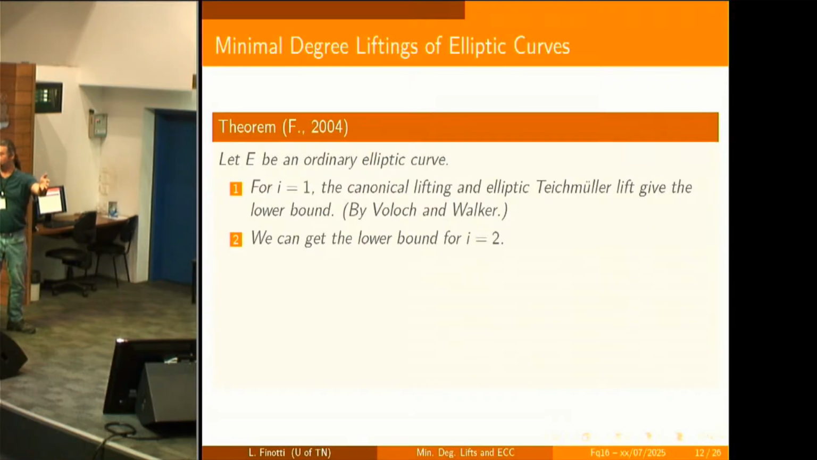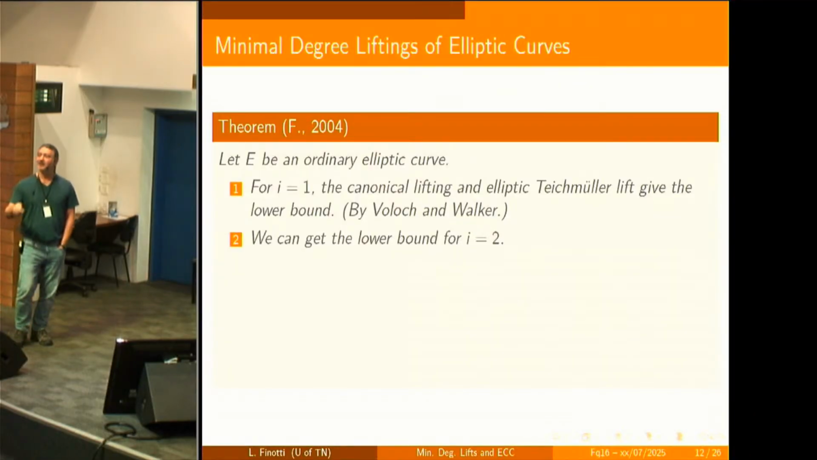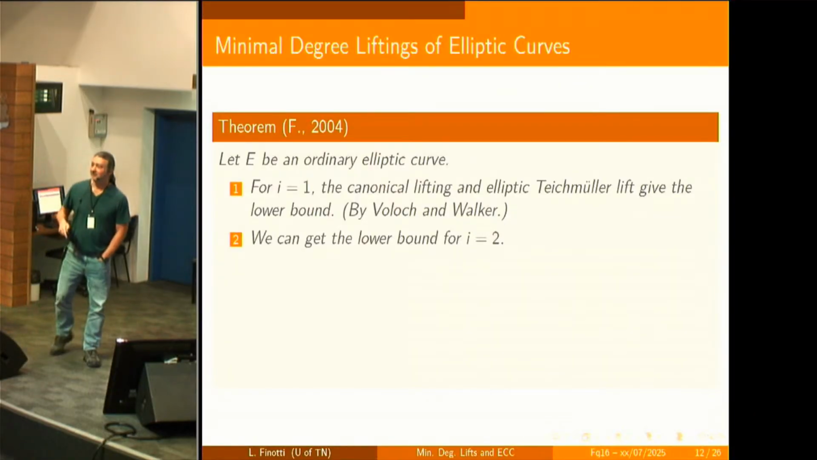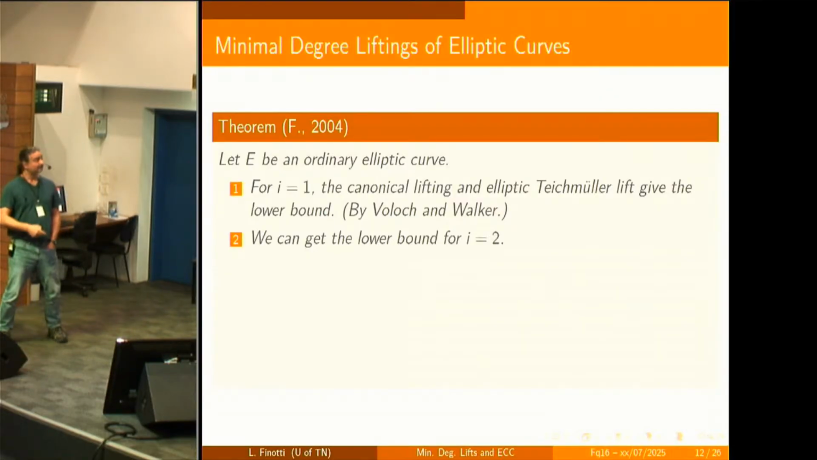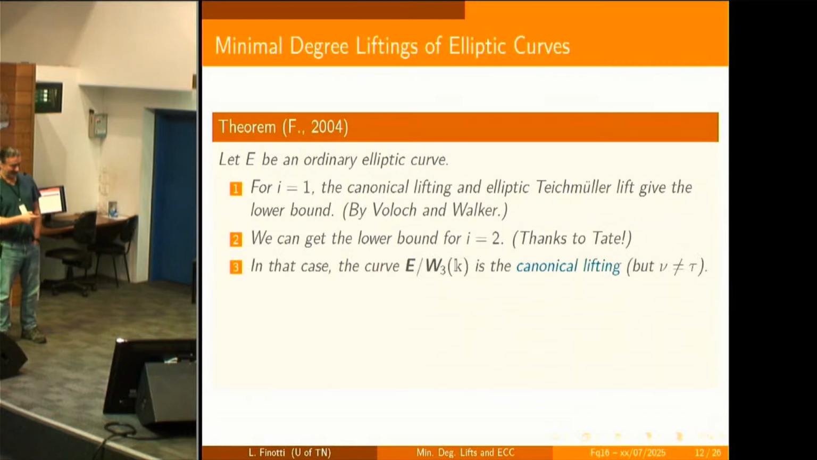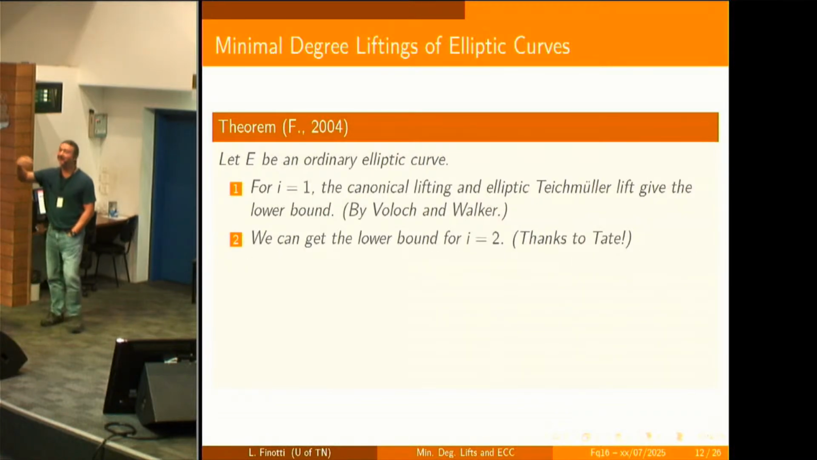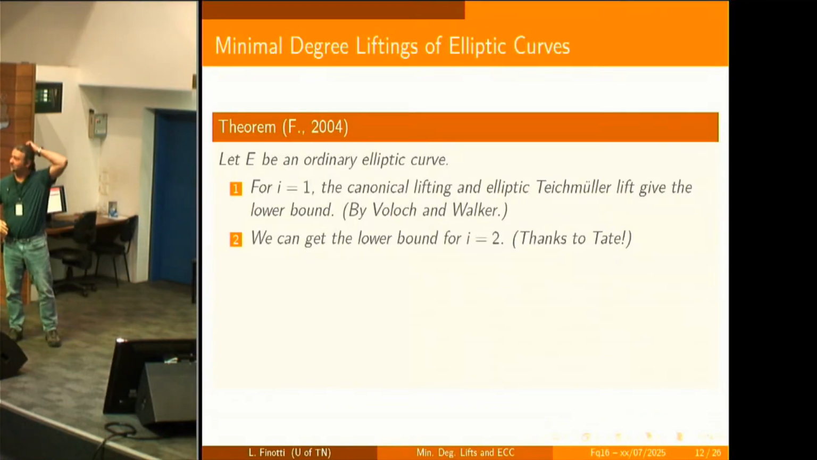lift, and canonical lifting. Whenever you go to the third coordinate in here, F2 and G2, it's not the Teichmüller anymore, as I mentioned, but the curve on top has to be the canonical lifting. So the curve is still the canonical lifting, even though the map is not the expected one. And in fact, you can get that case. I had a conjecture that Tate proved. I had reduced this case to a conjecture on just cubics over finite fields, which Tate proved. So I can get this lower bound for i equals 2.